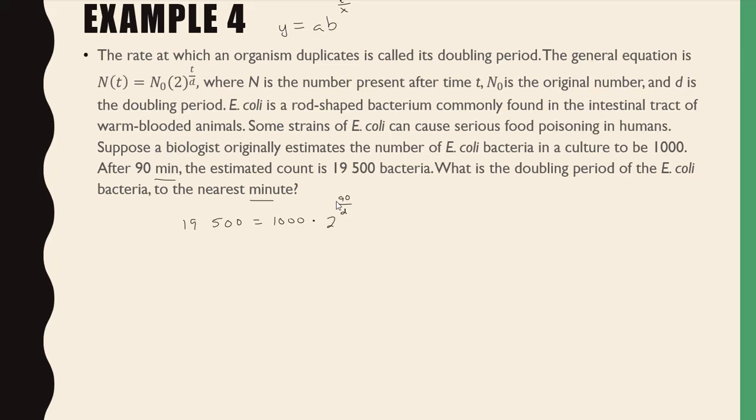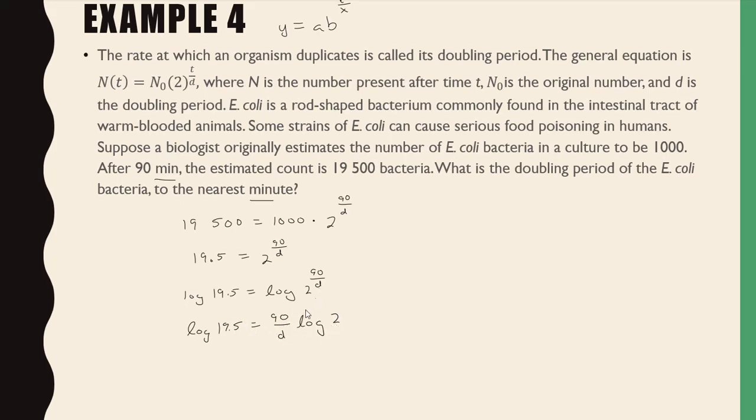So it's very, very similar to our last question. I'm going to divide both sides by 1,000 first, though. I think that's the easiest thing. So I'm going to get 19.5 equals 2 to the power of 90 over d. And then I'm going to take the logarithm of both sides. So log 19.5 equals log 2 to the 90 over d. I'm going to use my power rule, so that'll become my coefficient. So 90 over d times log 2.